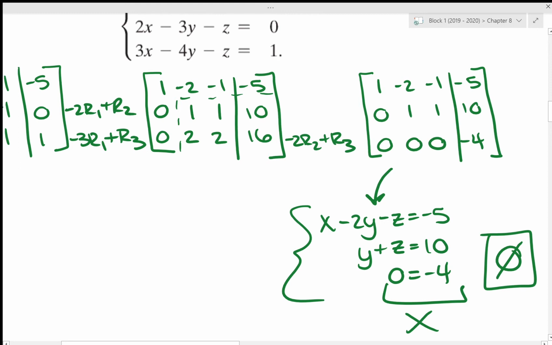Again, remember that symbol with the 0 with the line through it is no solution. It is not a 0. 0 is a number. That is a solution. This is not a 0. It's no solution.